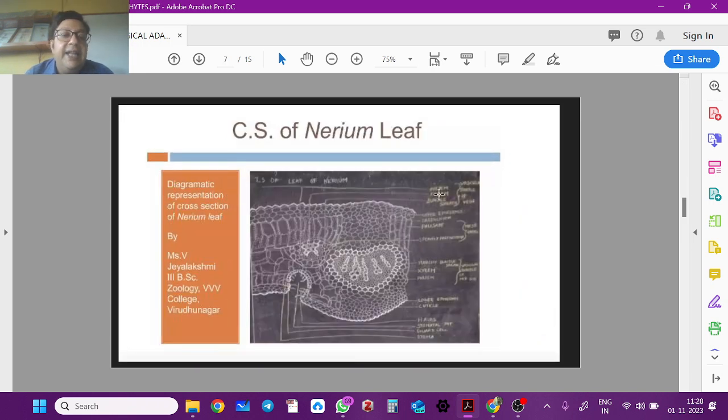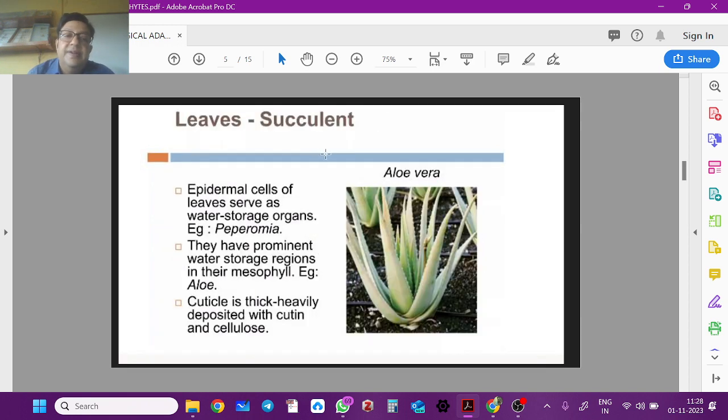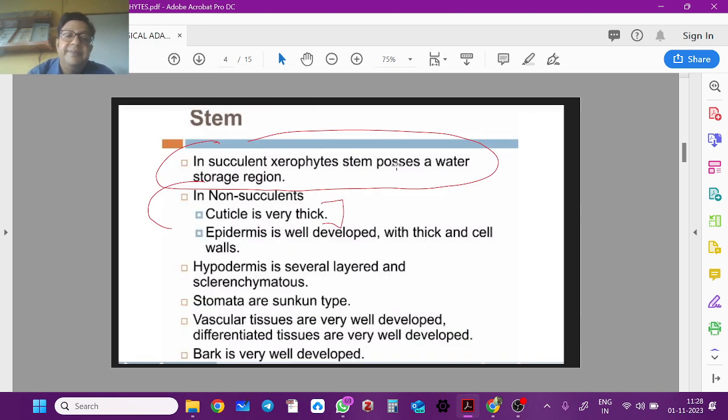For example, dry plants like nerium, which are non-succulent. The cuticle is thick, and the epidermis is well developed with thick cell walls. Then you have the hypodermis, which is several layered and sclerenchymatous; sclerenchyma tissues are hard. The stomata are of the sunken type, going inside. It is not like in normal cells, where it protrudes outside, but they are sunken inside.